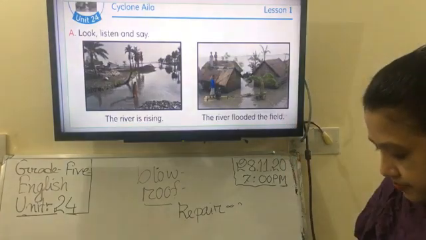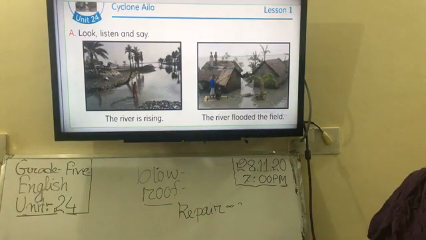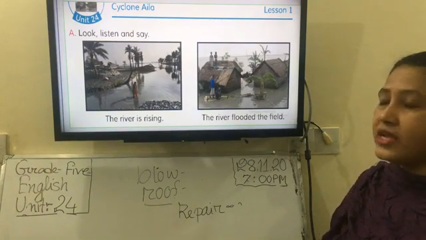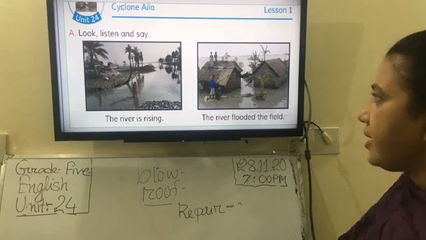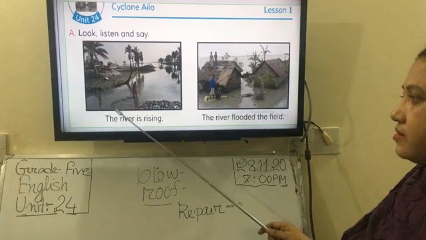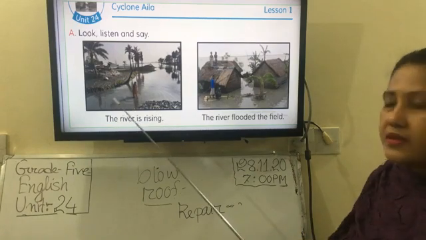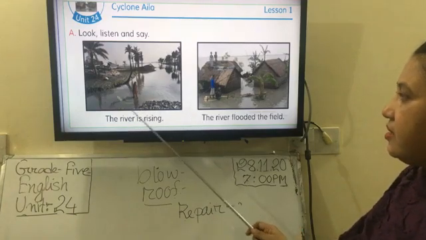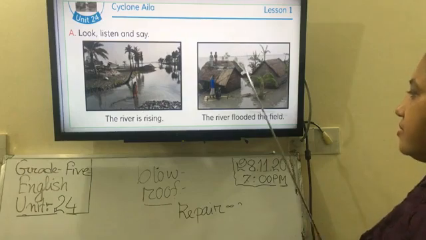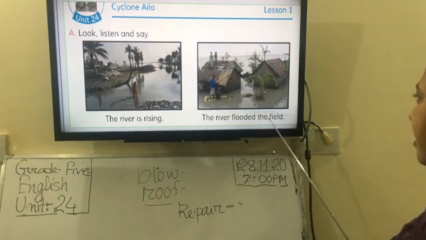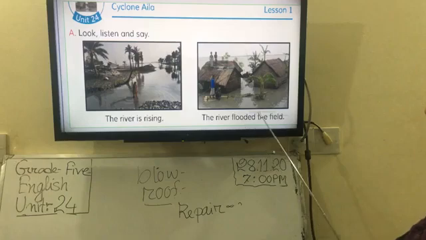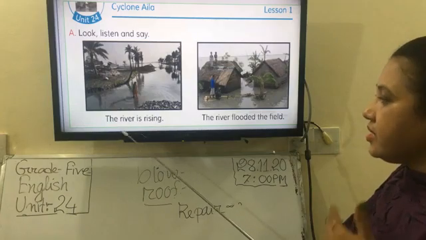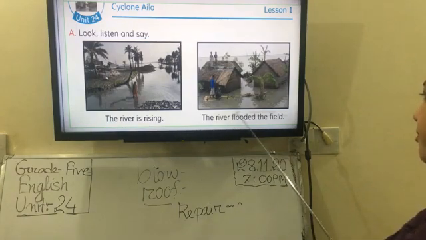Now please look at the screen again and open your book at page number 94. Look, listen and say. The river is rising. This is a river. The river is rising. The river flooded the field.